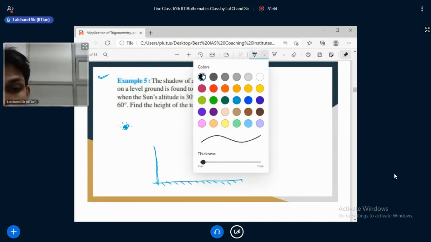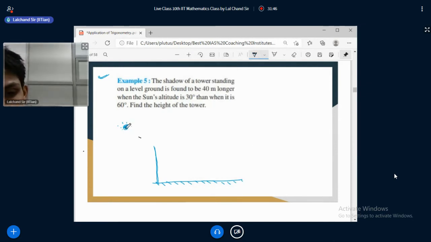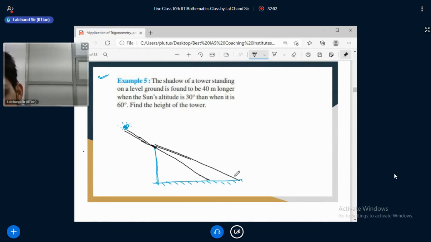Okay, there are two cases. Let's suppose in the first case the rays are coming like this, and the angle is 30 degrees. And in the second case the rays are coming like this, and the angle is here. So can you tell me which angle is 60 and which angle is 30? Let's suppose this point is A, this is B, C and D. There are two conditions for different positions. So can you tell me from C and D which angle is 30 and which angle is 60?